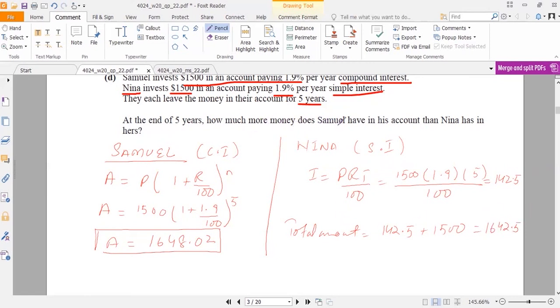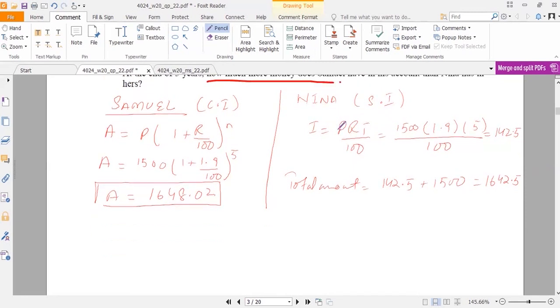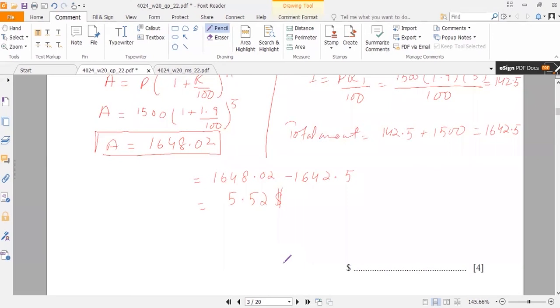How much more money does Samuel have? Basically, we need to find out the difference between these two accounts. Okay, so we need to subtract. That is 1648.02 minus 1642.5 equals $5.52. So the difference in the amount is $5.52.